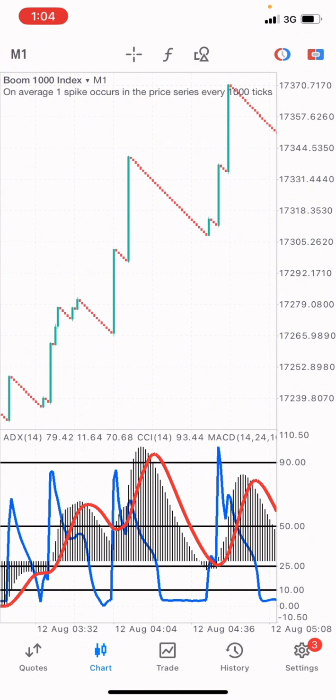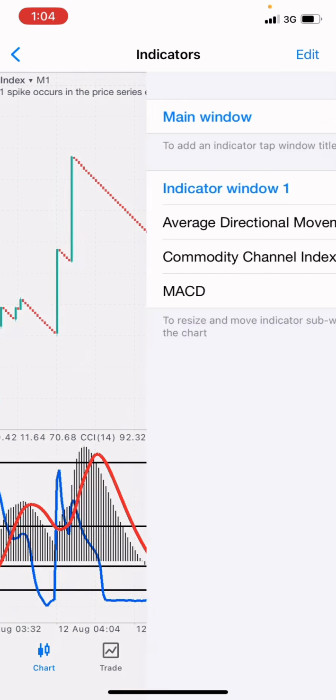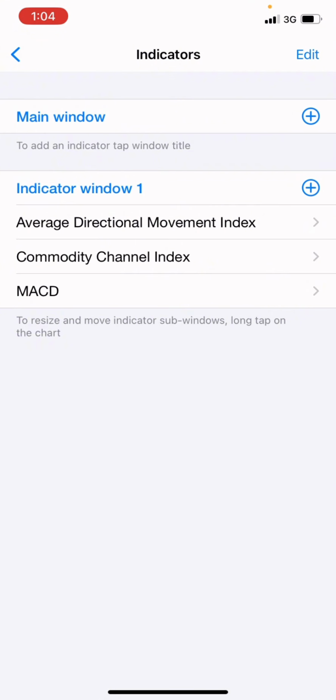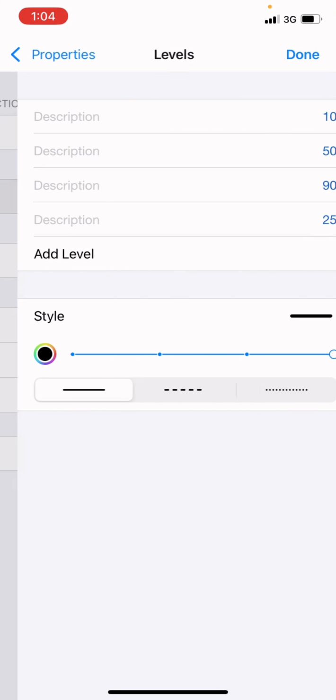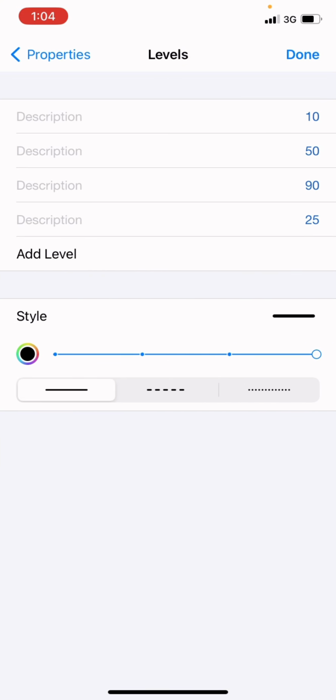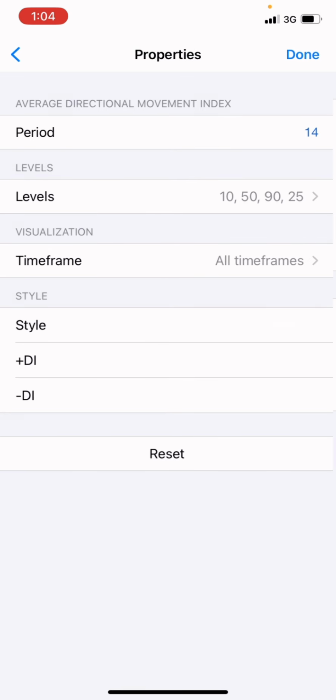So first and foremost, I'm going to share with you guys how the strategy works and the parameters. So let's start with the parameters for the strategy. We'll go to the indicator section right here, and first, you want to put on the indicator window 1. You put the average directional movement index, you put the period on 14, then the levels: you add level 10, 50, level 90, and level 25. The style, you put it on 4 pixels. The color, you put it on black. Then you use this straight line pattern right here. Then you click on done.